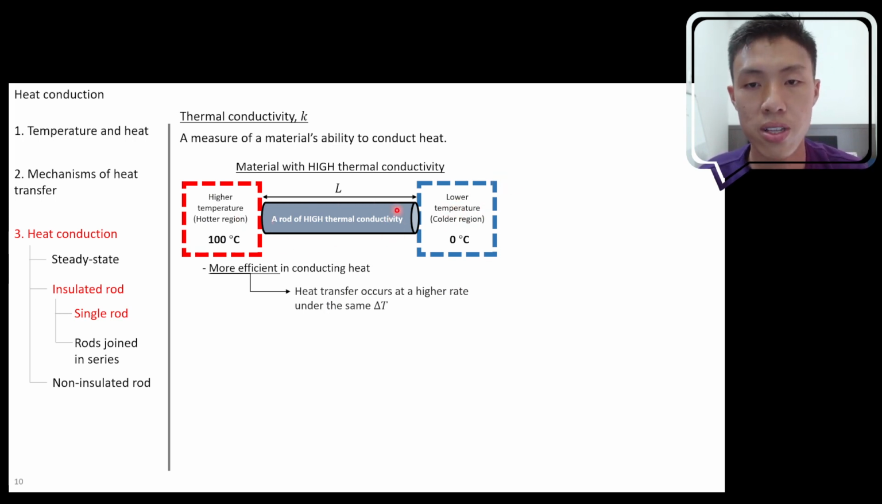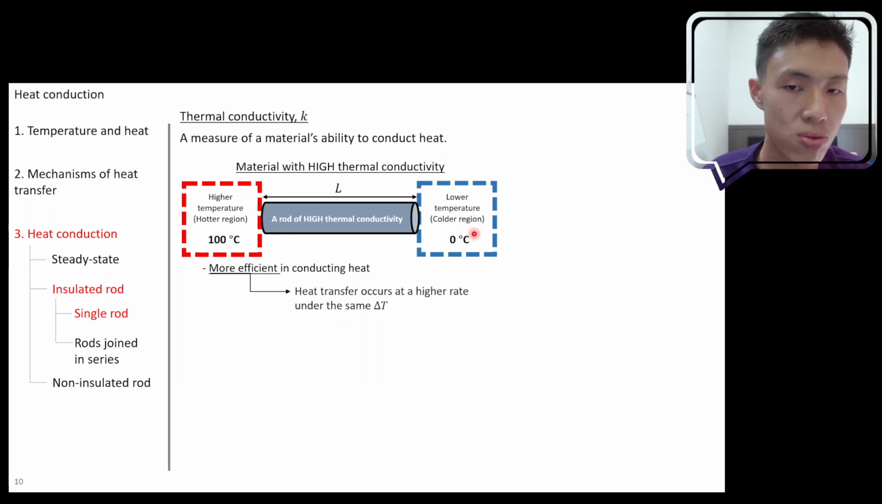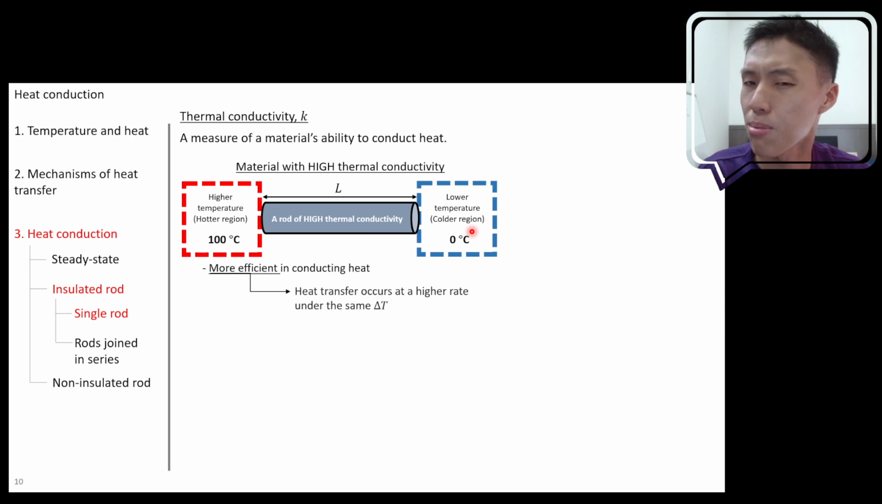If we say this rod has a high thermal conductivity, that means a lot of heat is transferring through this rod for every second that has passed. You can think of it as maybe 100 joules passing through this rod per second, something like this.